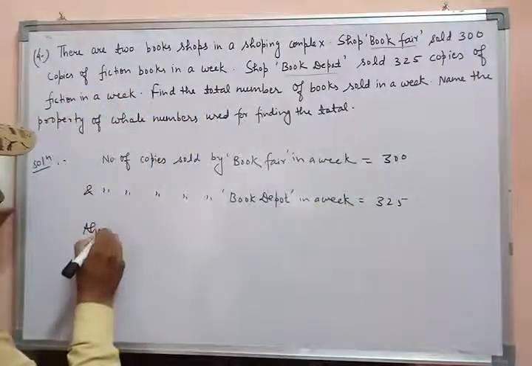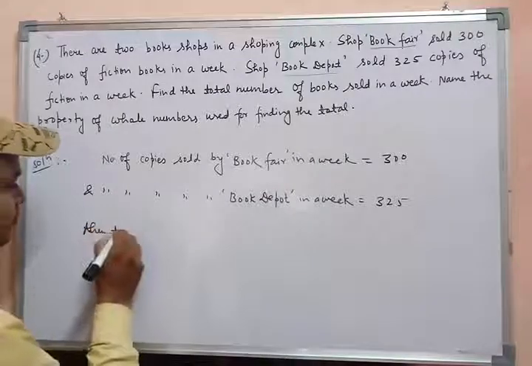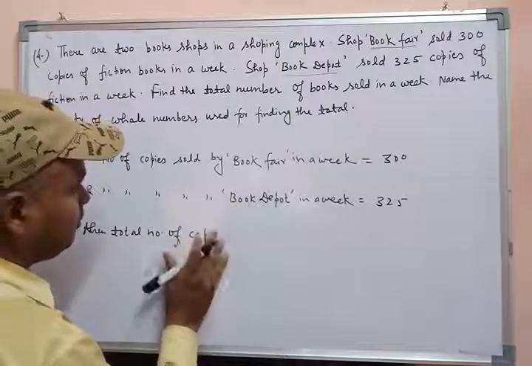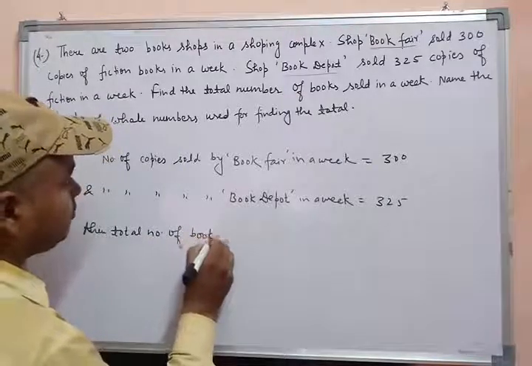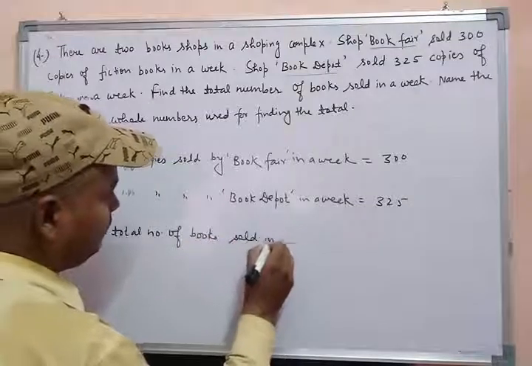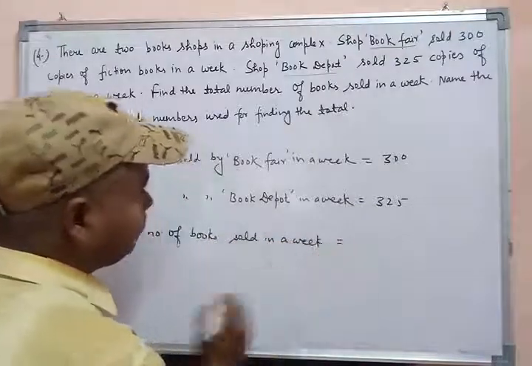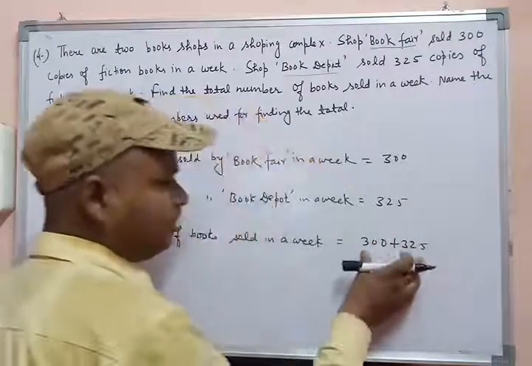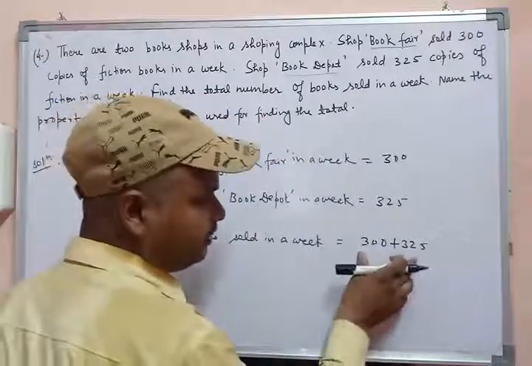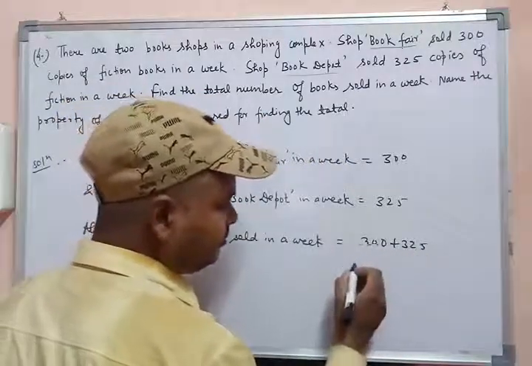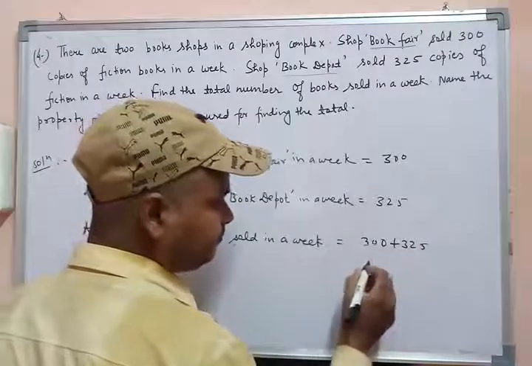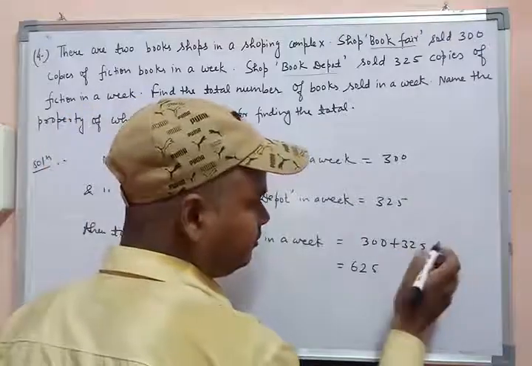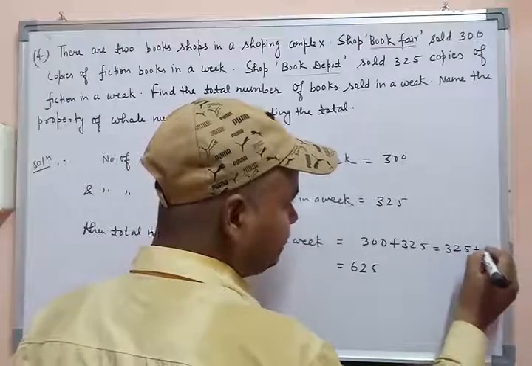Then total number of books sold in a week is equal to 300 plus 325, you have to add 300 and 325, then you will get 625. Okay, and this can also be written as 325 plus 300.